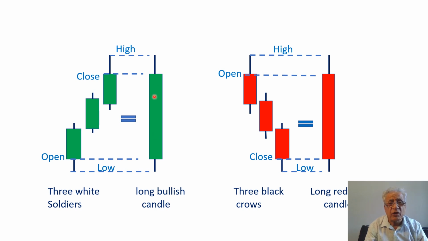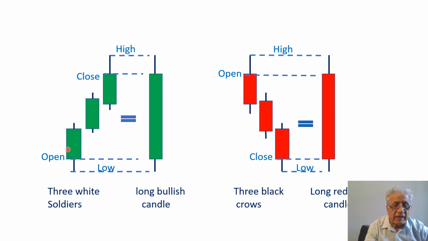Now, if this long bullish candle didn't have wicks, then it would become a bullish Marubozu. In these three candles, if we blend these three candles together, we take the open of the first, we take the close of the last, and we take the high and a low of the pattern, and then we get a long red candle.